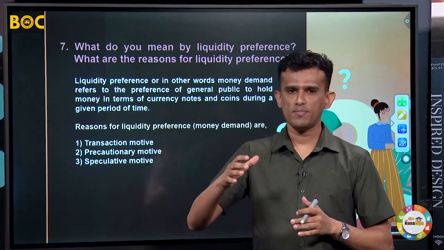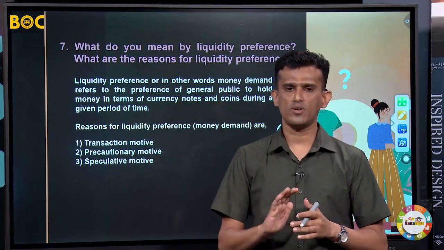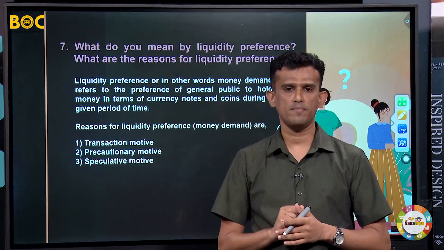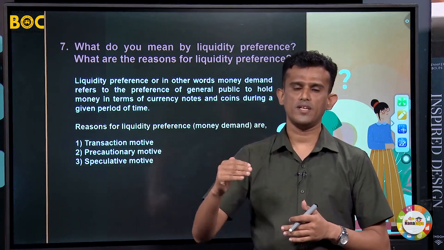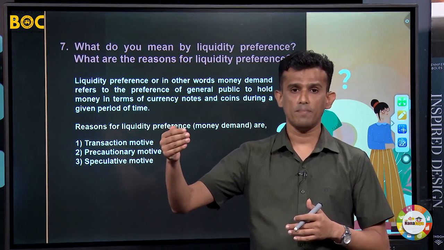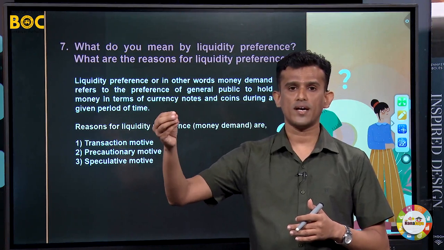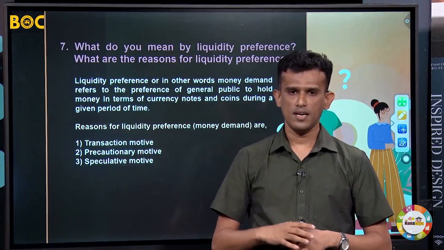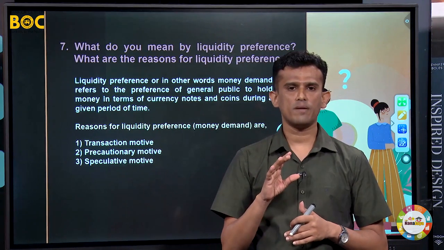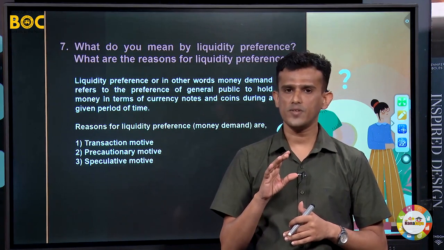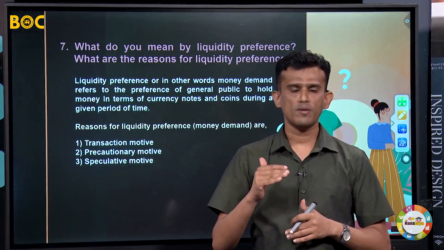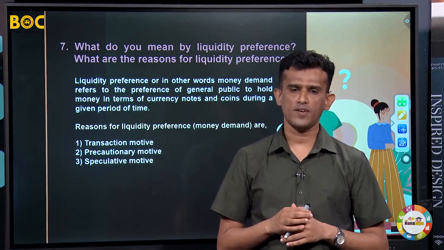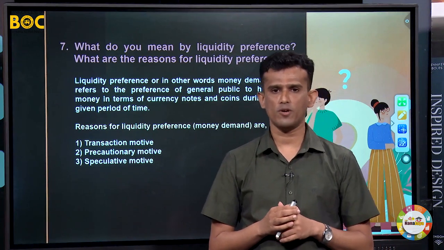That is, when the prices of financial assets are going down, people tend to use their cash balances and buy them and keep them. And after some time, when their prices are going up, they are sold at a higher price and profits are made. Like this, the preference of general public to hold currencies in order to make profits through the price fluctuations of assets is identified as the speculative motive money demand.